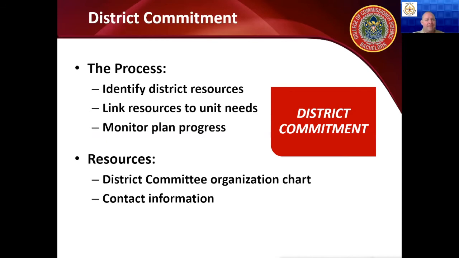The district commitment. How does the district commitment part really work? It starts with knowing the right resources within the district, then linking the unit to those resources, and finally, providing monitoring and follow-up to see what the plan's progress is. Your knowledge of your local district organization and having the associated contact information will be key to enabling the process.